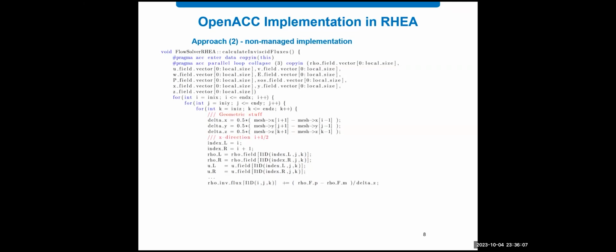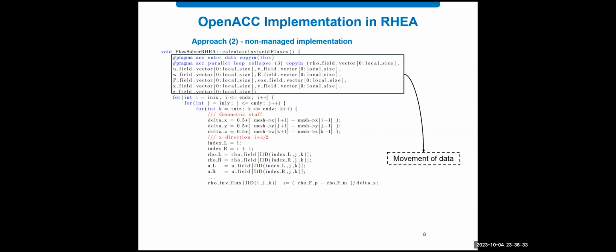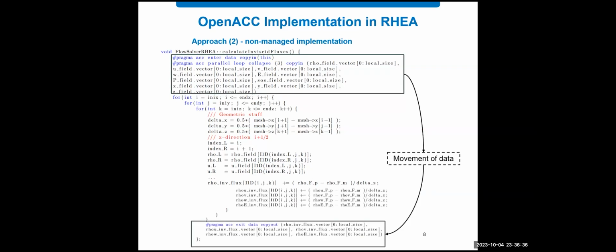The second approach that we implemented is based on the non-managed technique, where we control the movement of the data. At this level, it's a bit more work, and it needs more analysis and more profiling to know exactly what directives you need to use. For example, in our case here, we use copyin to move the arrays from the host to the device. Then after we finish the computation, we copy out only the arrays that we need. By this, we enhance the performance and we manage the memory more efficiently.